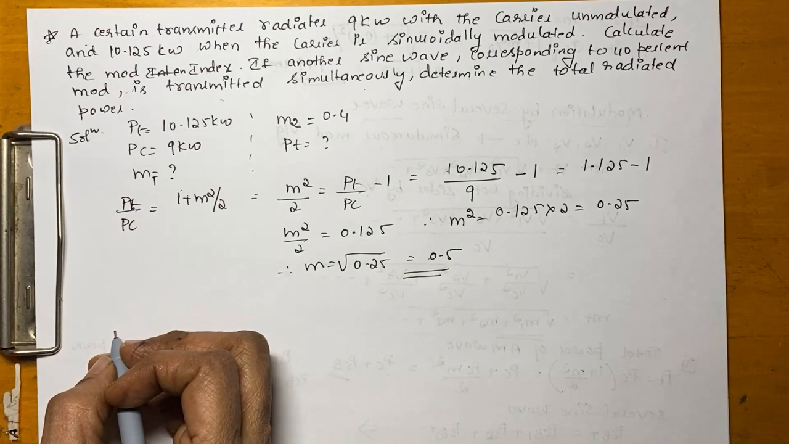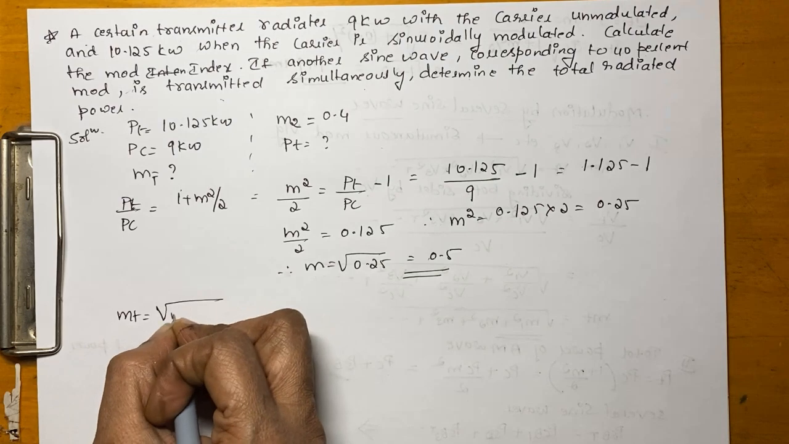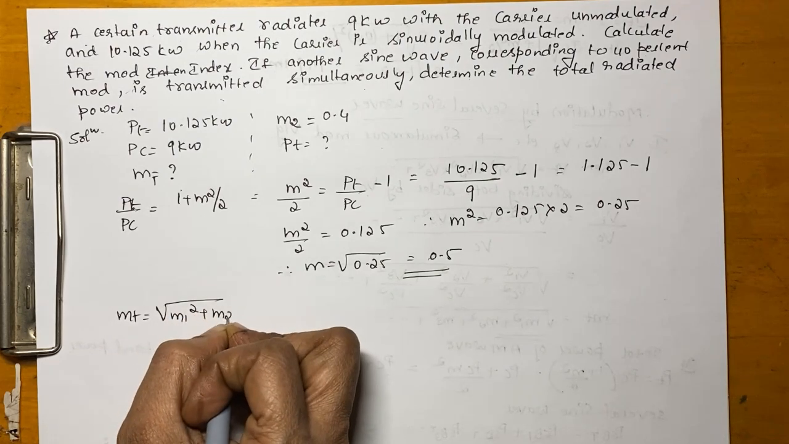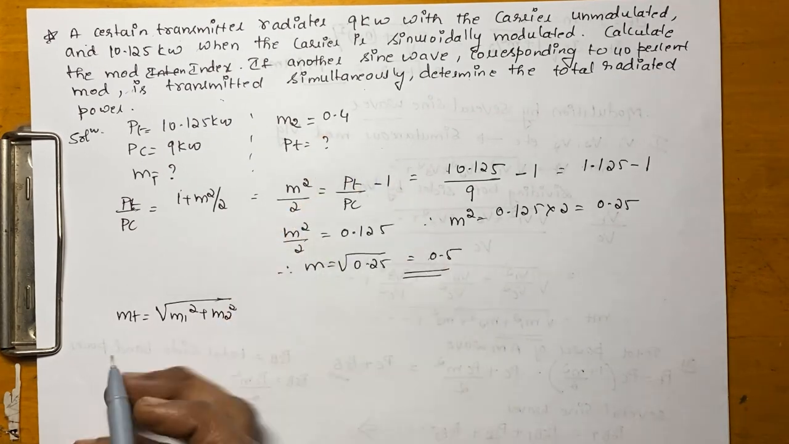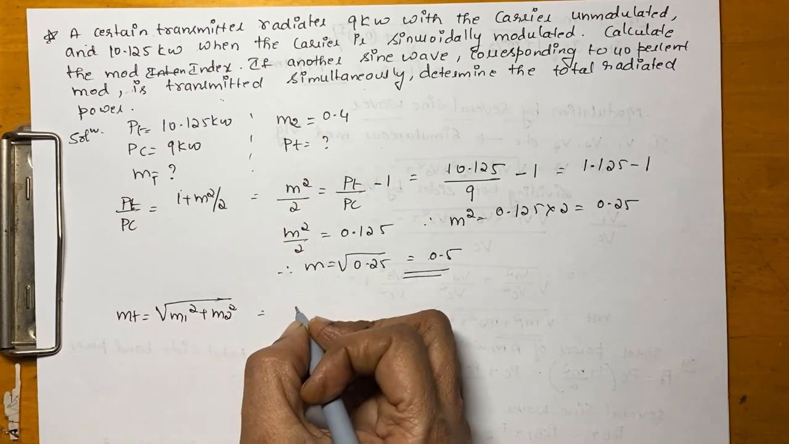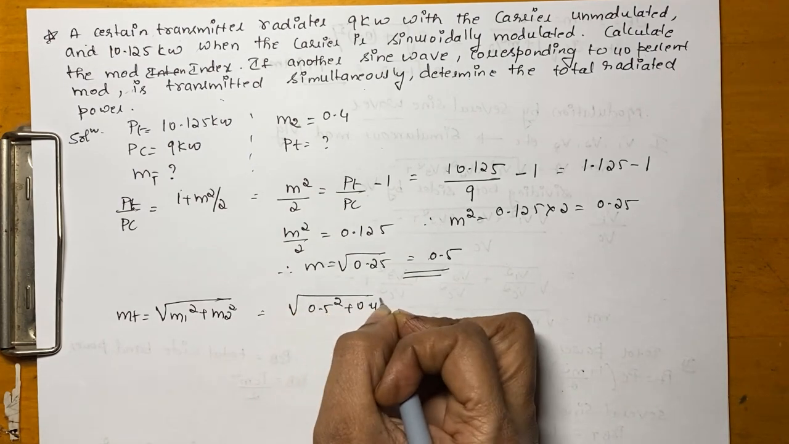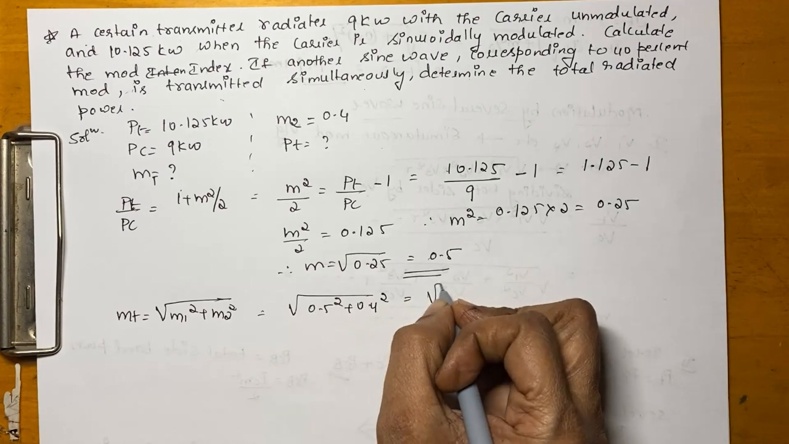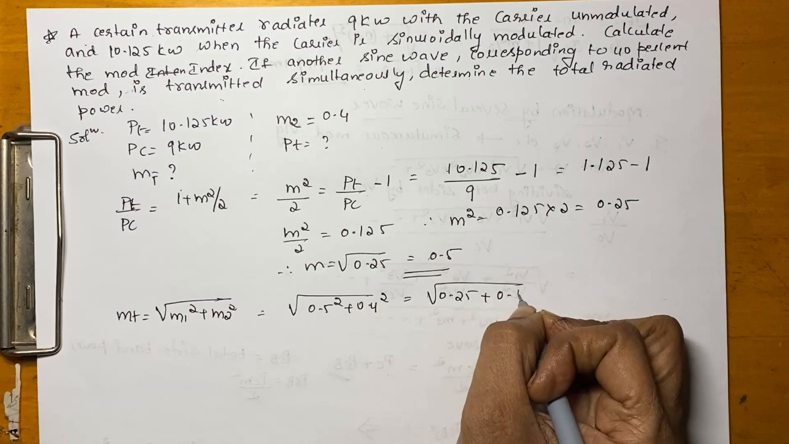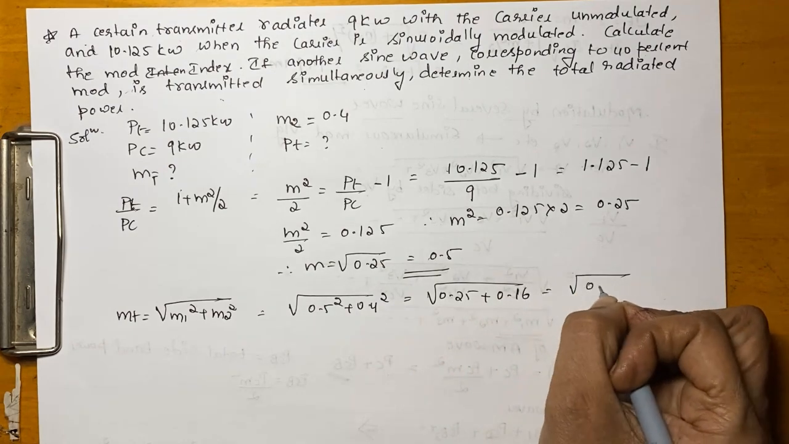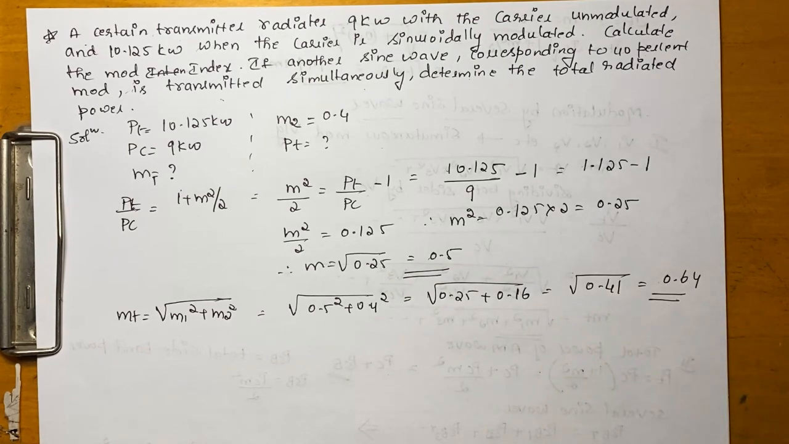For the second part, the total modulation index will be, that is Mt is equal to, we know, root of M1 square plus M2 square, where M1 is equal to 0.5 and M2 is equal to 0.4. Just substitute the values. Root of 0.5 square plus 0.4 square, which is equal to root of 0.25 plus 0.16, which is equal to root of 0.41, wherein we'll be obtaining 0.64.